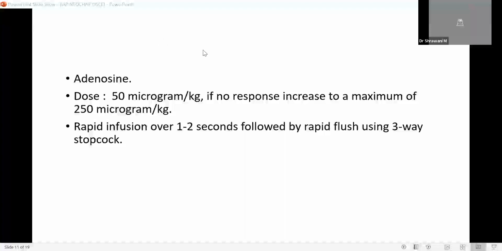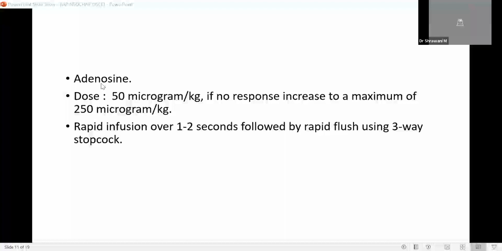You said correctly, it is adenosine and the dose is 50 microgram per kg. If there is no response, we can increase to a maximum of 250 microgram per kg. It should be given as a rapid bolus because it is a very short acting drug and the half-life is only about 10 seconds. So we have to give it very fast, by rapid infusion over 1 to 2 seconds, followed by a rapid flush, using the 3-way stopcock. Because it is short acting, we have to give it very fast. It is adenosine for supraventricular tachycardia.